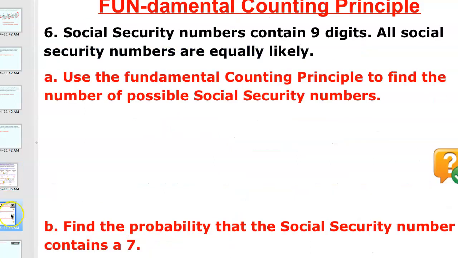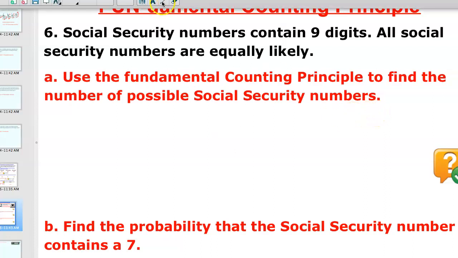Okay, we're going to do one more problem together. This one I find so interesting because everyone has a social security number. They're all 9 digits long, so all social security numbers are equally likely. So we're going to use the fundamental counting principle to find the number of possible security numbers. All right, so there are 9 digits, right?